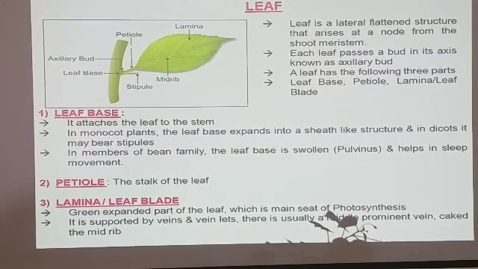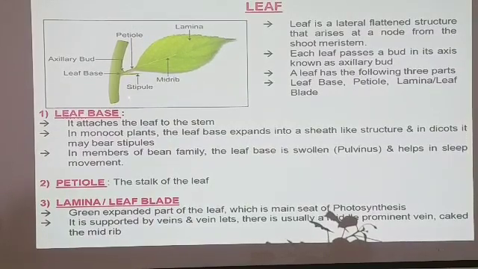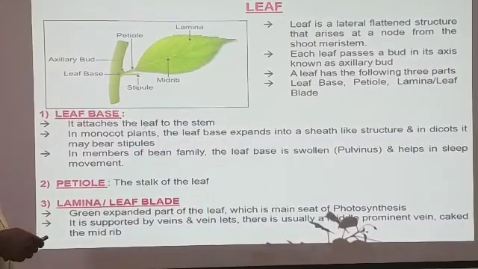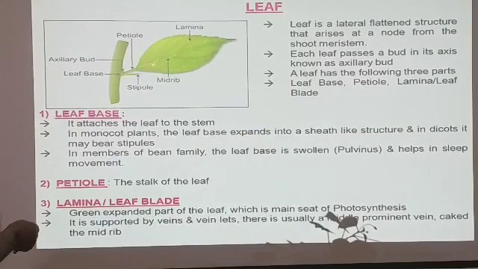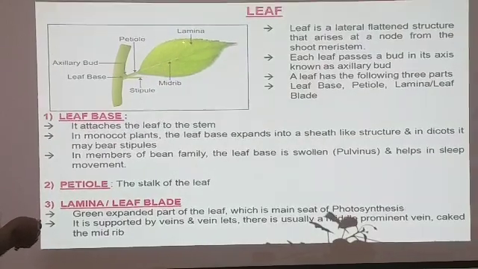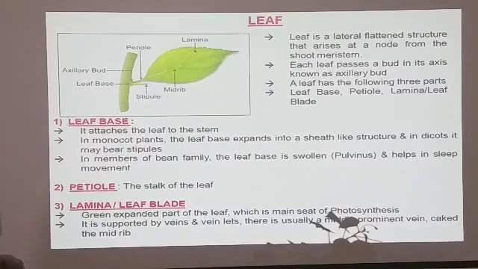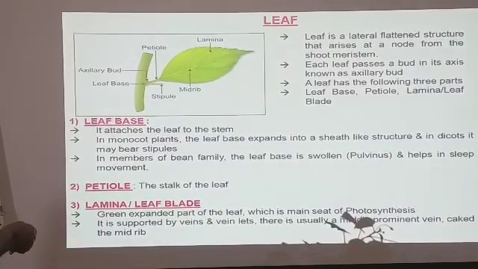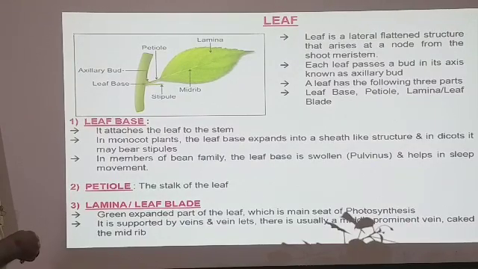That stalk we call the petiole, and the small outgrowths near the base, we call stipules. If they are present, the leaf is called stipulate. If they are not present, it is exstipulate. And the flat part is the lamina, or the leaf blade.